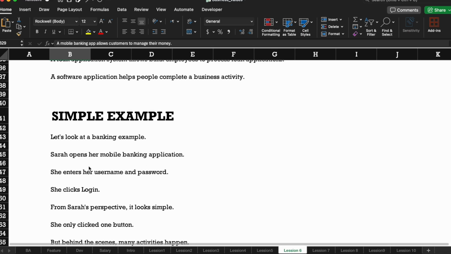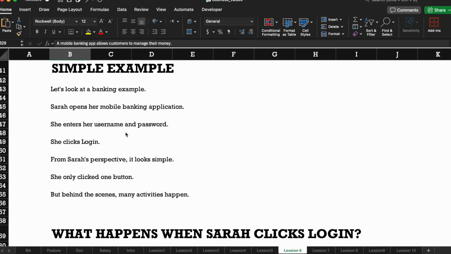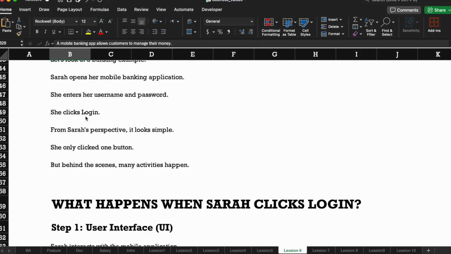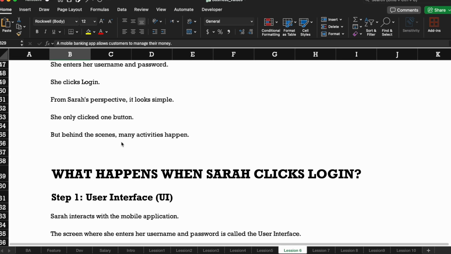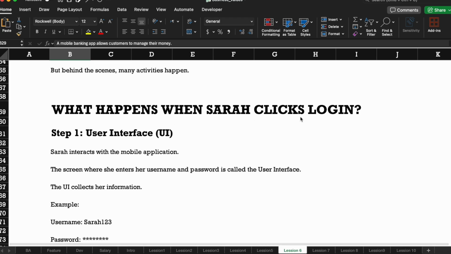So, a simple example: let's look at the banking application. Sarah opened her mobile banking application. She enters her username and password. She clicks login. From Sarah's perspective, it looks simple. She only clicked one button, but behind the scenes many activities happen. So what happens when Sarah clicks login?